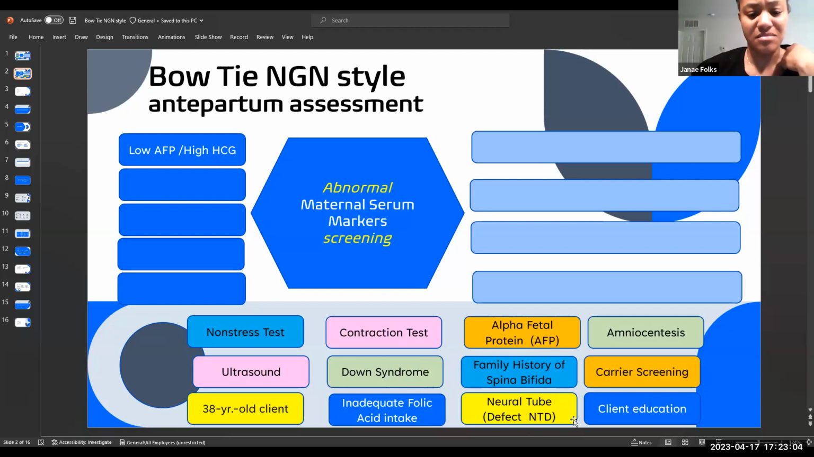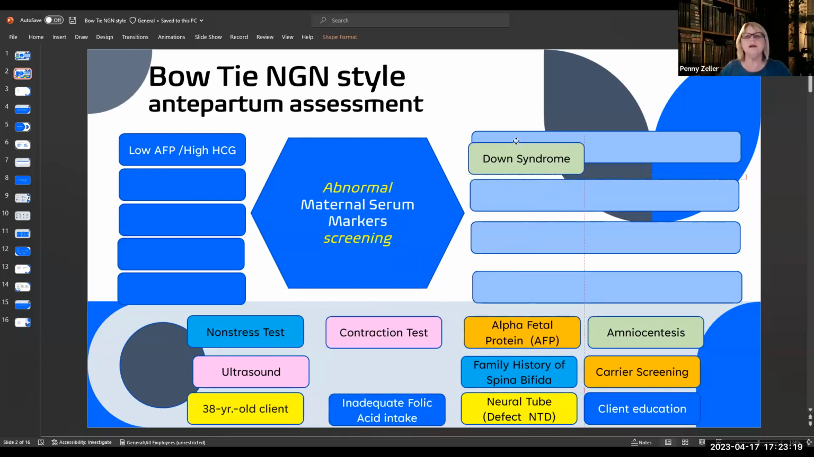No, low AFP. Inadequate folic acid? I'm sorry, is it inadequate folic acid? Downs. Nope. Down syndrome. Low AFP, low, Down syndrome. So what would we do if we were suspecting Down syndrome with a low AFP and a high HCG?